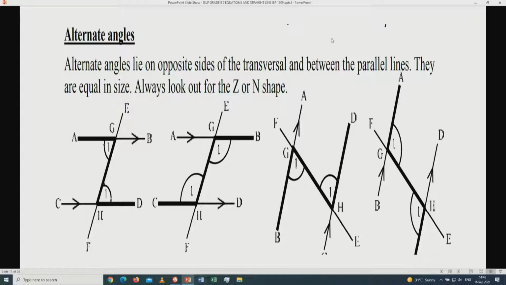Look at this one. Here are your parallel lines. Right? There are parallel lines on the left, on the right, but between the parallel lines. On the right, on the left, but between parallel, alternating. That is why it's called alternating, on either side of a transverse.